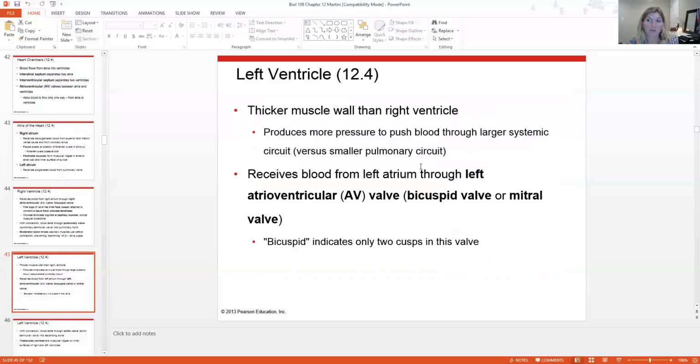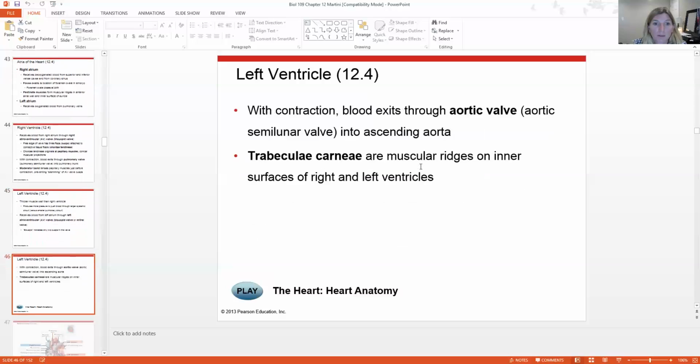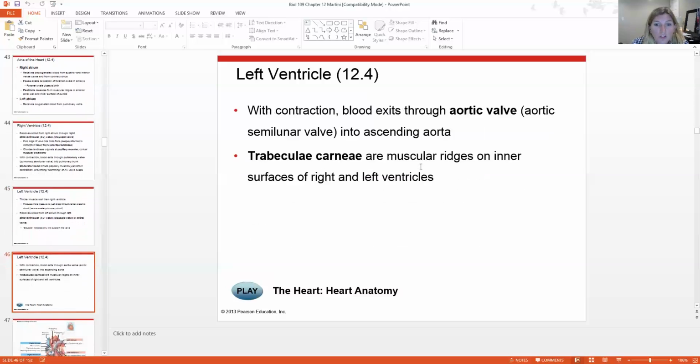The left ventricle has much thicker walls than the right ventricle because it has to produce more pressure. The right ventricle is only pumping the blood to the lungs, while the left ventricle is pumping the blood to the entire body. So it has to have a little bit more oomph behind it. It receives blood from the left atrium through what we call the left AV valve, or bicuspid valve, or mitral valve. The bicuspid just means it has 2 cusps, unlike the tricuspid. So with the contraction, the blood exits through the aortic valve, or the aortic semilunar valve, into the ascending aorta.